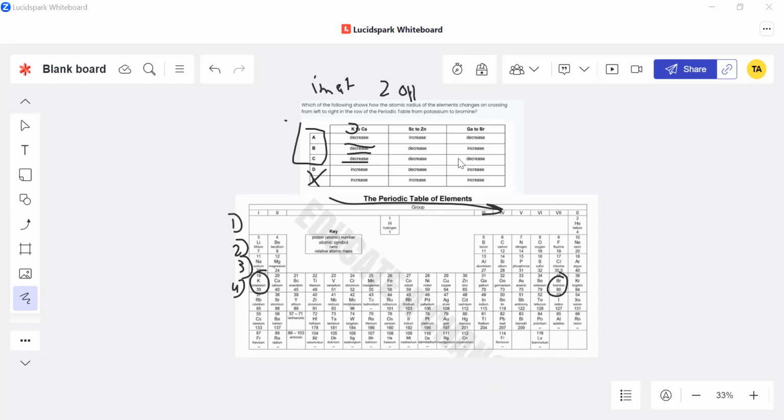So it's either A, B, or C. Going from Sc to zinc, where is Sc to zinc? The periodic trend is it's decreasing. So it's decreasing, decreasing, and gallium to bromine, the atomic radius is decreasing. So decreasing. So the answer is C. So for the people who said C, congratulations.